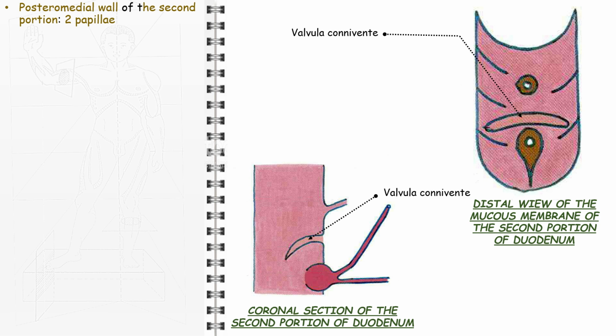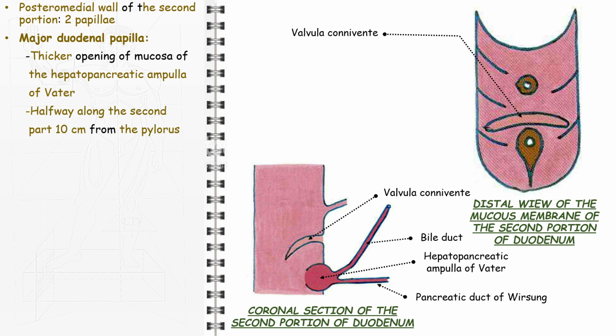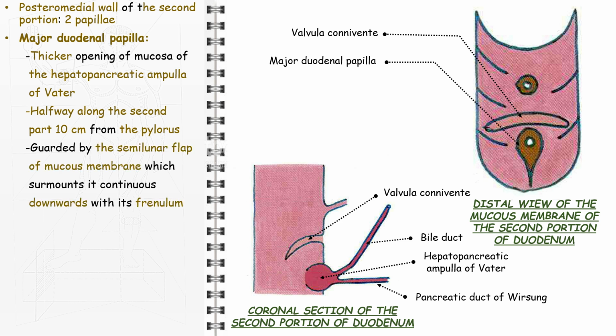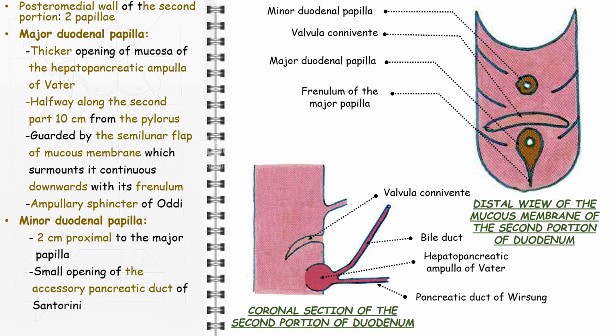The major duodenal papilla is a thickening of mucosa that constitutes the opening of the hepatopancreatic ampulla of Vater. It is situated halfway along the second part of the duodenum, 10 cm from the pylorus. It is guarded by a semilunar flap of mucous membrane which surmounts it, continuous downwards with its frenulum. The ampullary sphincter of Oddi is the common sphincter of both the pancreatic and bile ducts. It is made of the fusion of their proper sphincters. The minor duodenal papilla is 2 cm proximal to the major papilla. It represents the small opening of the accessory pancreatic duct of Santorini.